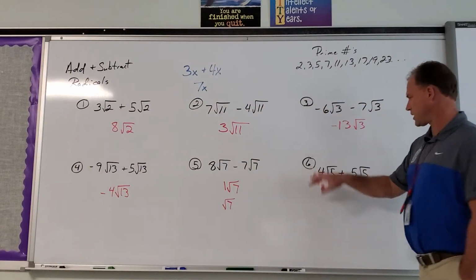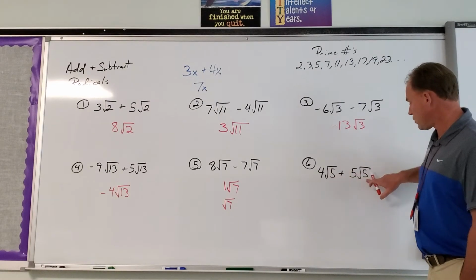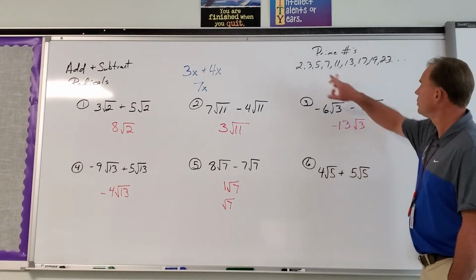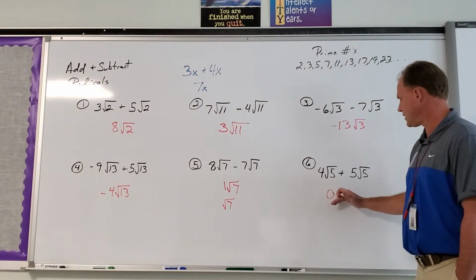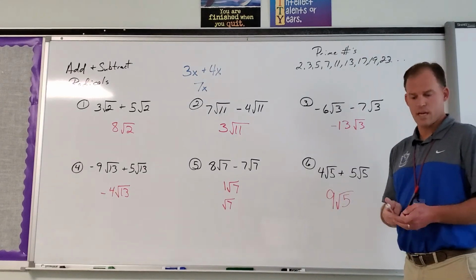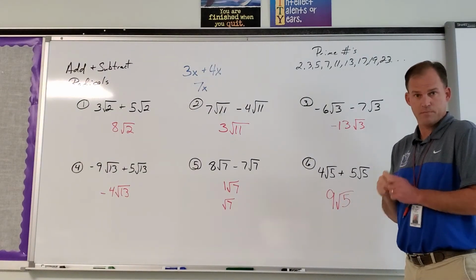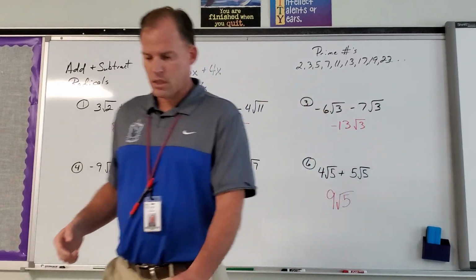And number 6, 4 root 5 plus 5 root 5. The radicals don't simplify because that's a prime number in there. So all I need is to combine the like terms, 9 root 5. Take your time. Good luck.